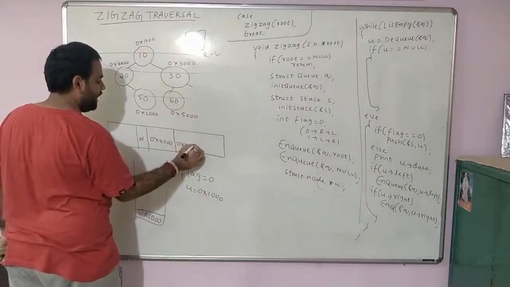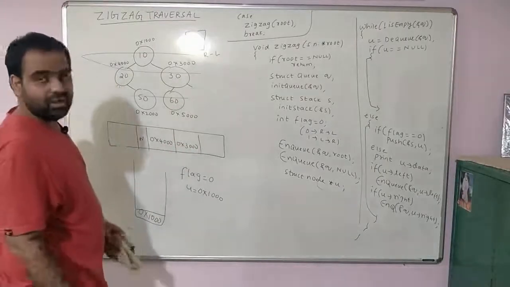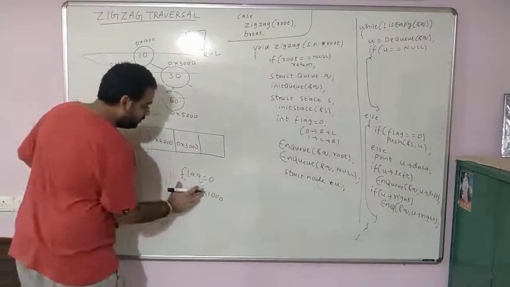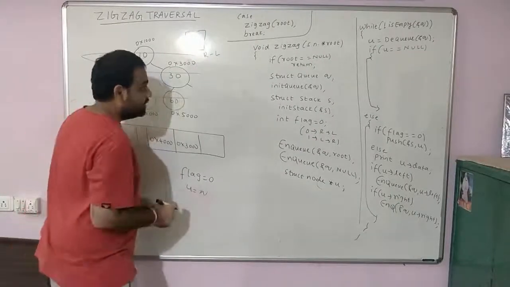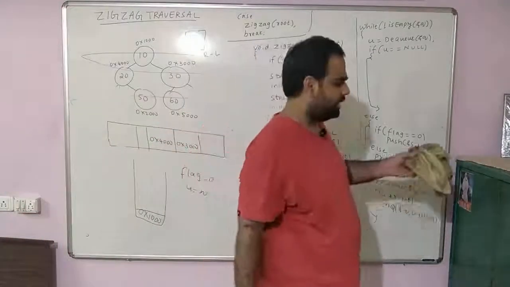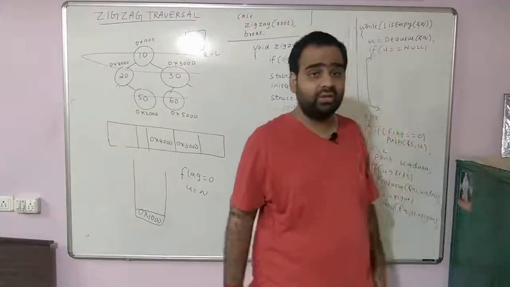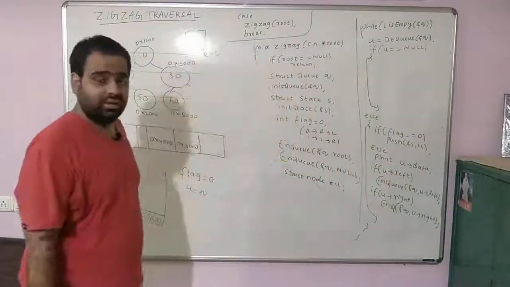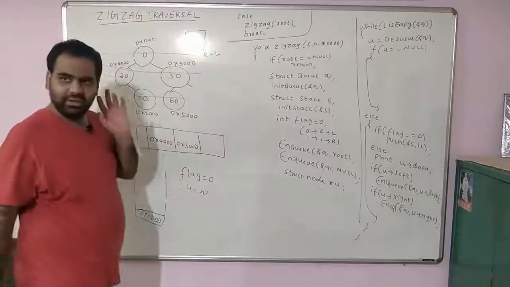Okay, go back. Q is not empty. Yes, Q is not empty. U is equal to dq. What do you dq? You dq null. Is null equal to null? Yes, null equal to null. Marks the end of the level. Whenever it is the end of the level, empty the stack and print it.